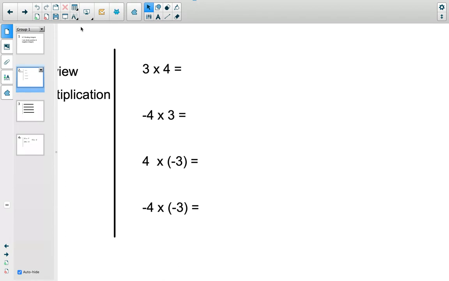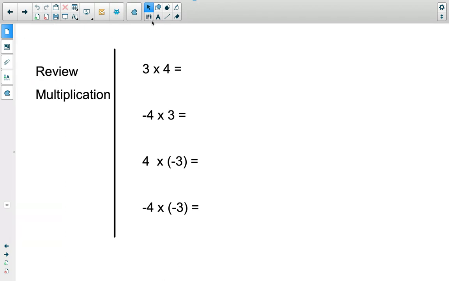So let's do a quick review of our multiplication. As you remember, a positive times a positive, 3 times 4, will give me a positive 12. A negative times a positive, negative 4 times 3, will give me a negative 12. A positive times a negative, positive 4 times negative 3, will also give me a negative 12. And lastly, a negative times a negative will give me a positive, 4 times 3, which is 12.